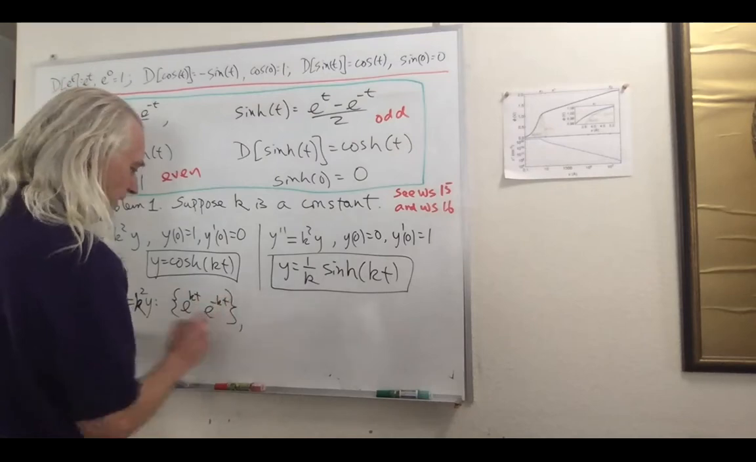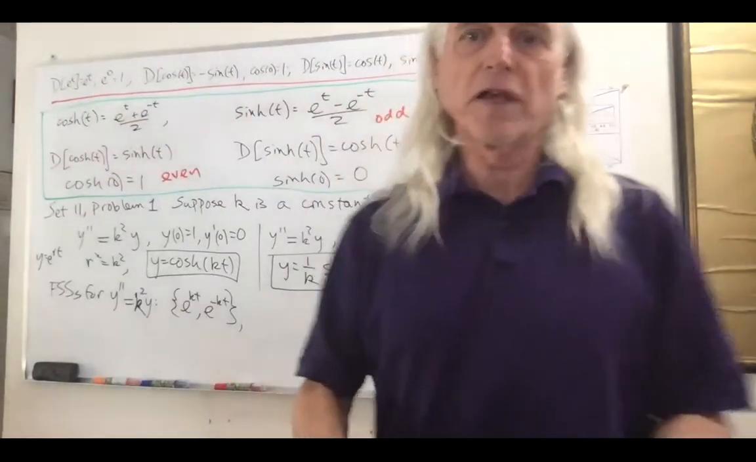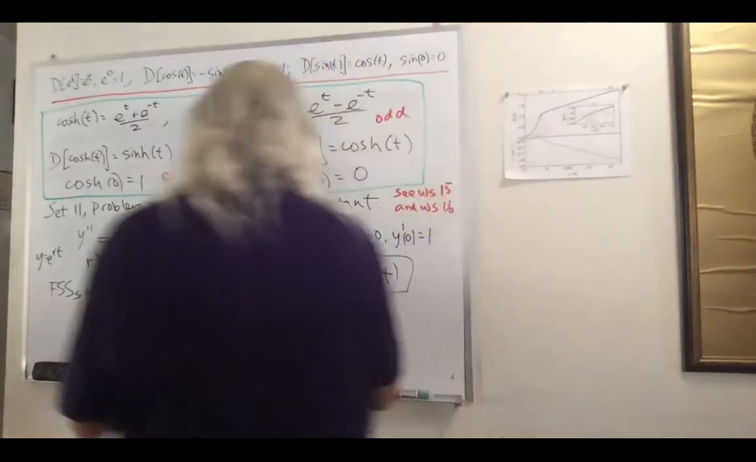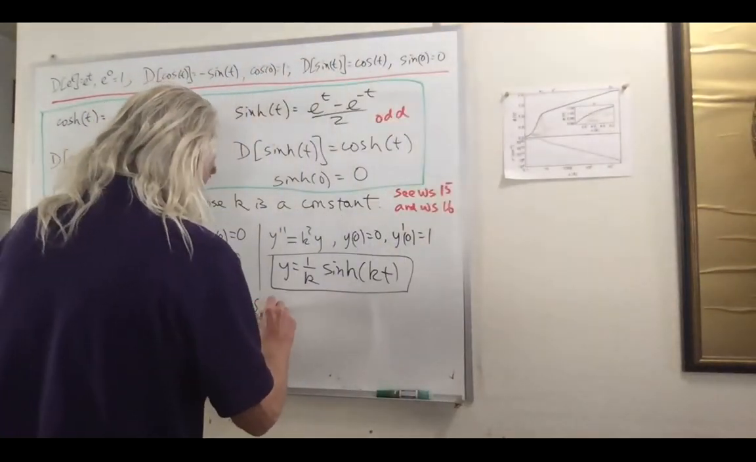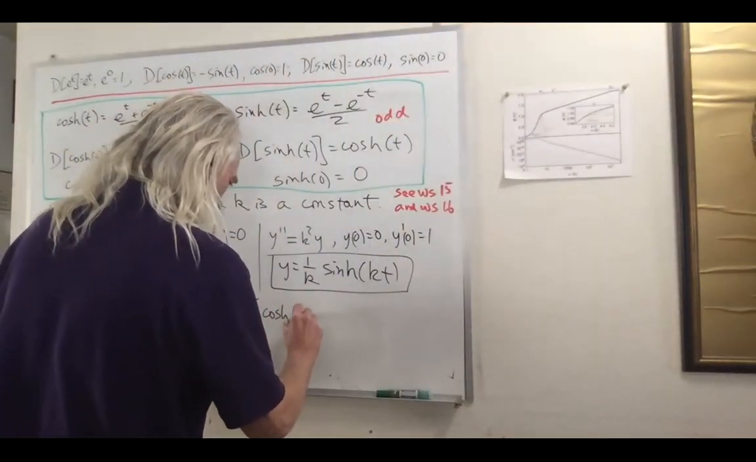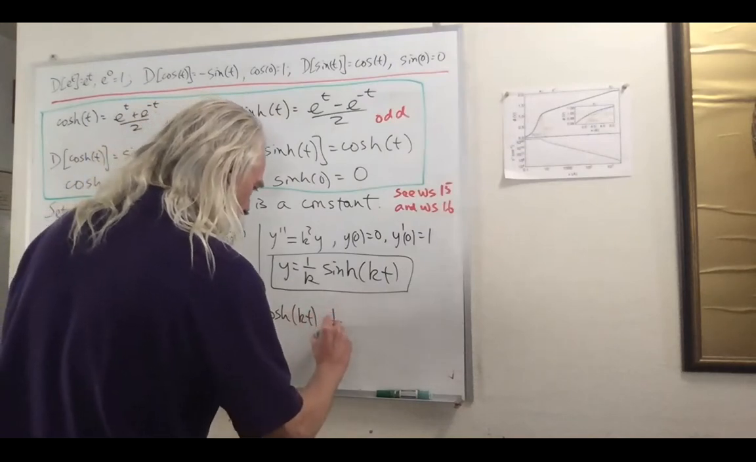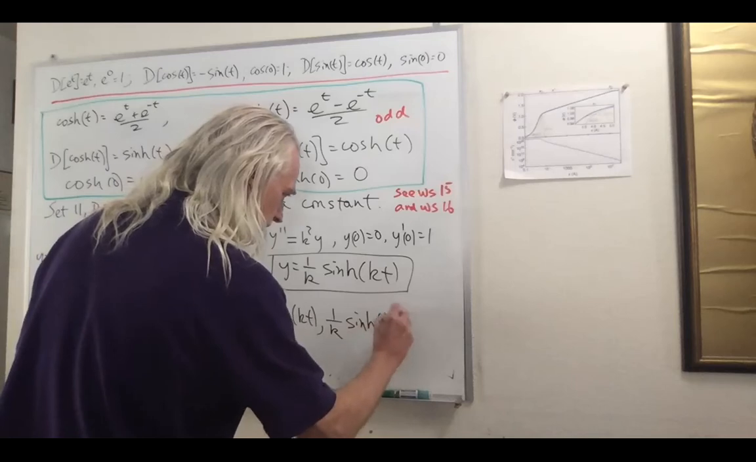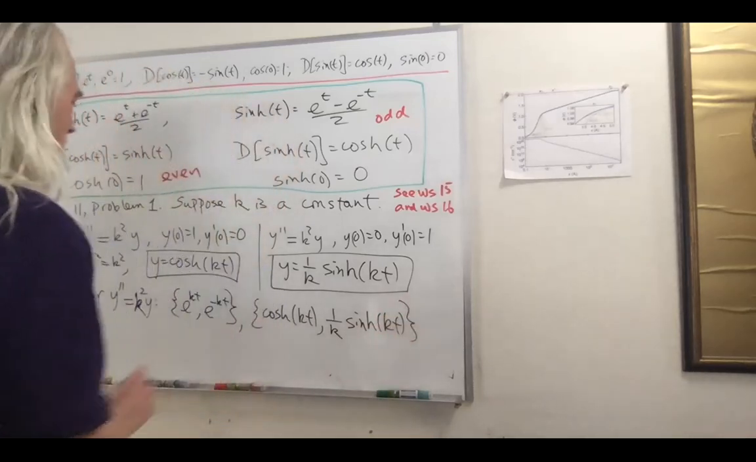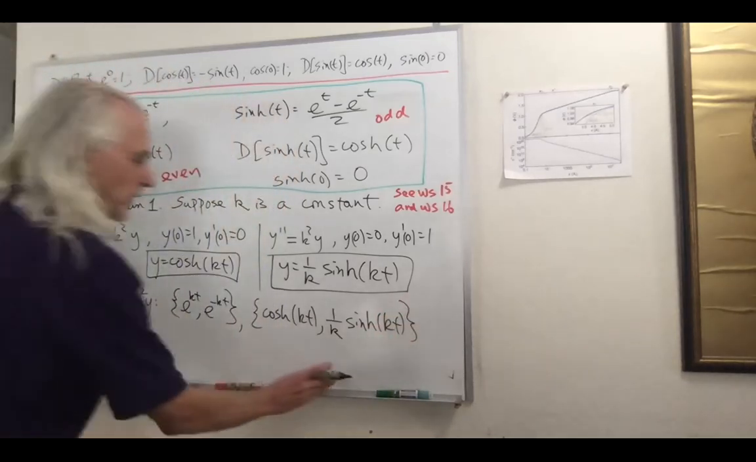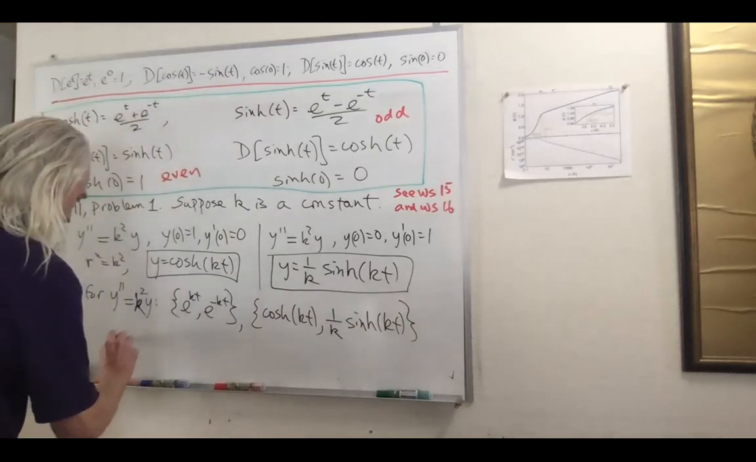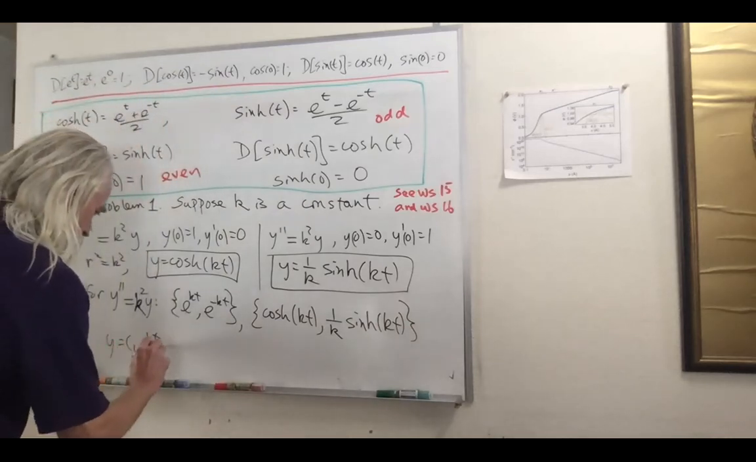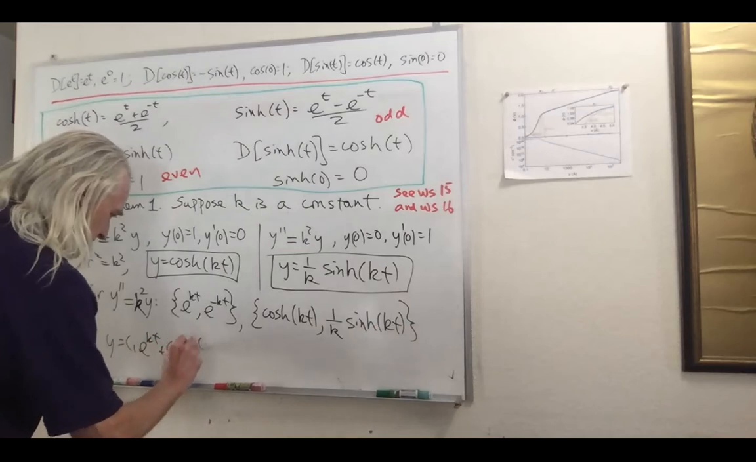That's one fundamental solution set, but the most beautiful fundamental solution set is cosh kt and 1 over k sinh kt. All right. So there's two different ways of writing the general solution. y is C1 e to the kt plus C2 e to the minus kt.